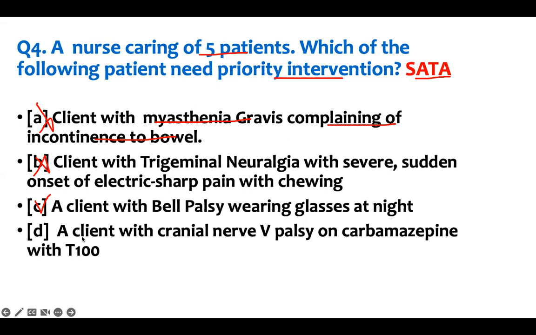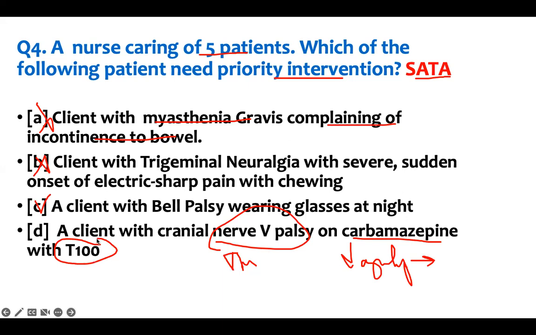A client with cranial nerve 5 palsy on carbamazepine with a temperature of 100. So you have to know cranial nerve 5 is trigeminal. They're taking carbamazepine, which can lead to agranulocytosis. And therefore, there are risks of infection, becoming septic, and being sharp in your thinking. A temperature of 100 is unacceptable. And therefore, we have to do something. So this patient needs to be seen.